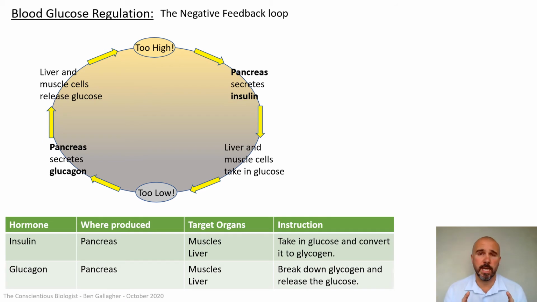Now, I should say insulin does actually have a third target organ, but it's not really one that we need to know about too much. But the third target organ is your fat cells, because insulin also tells fat cells to take in glucose and convert it into fat as a long-term store.